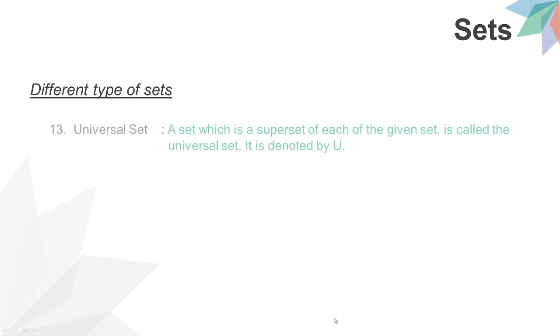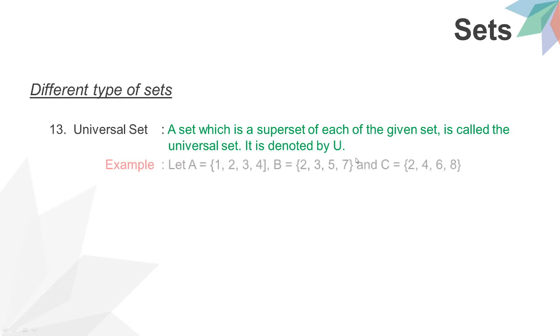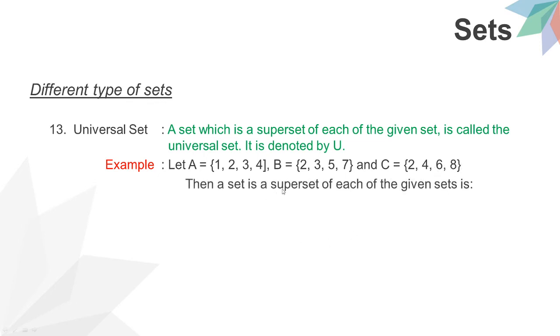Now come to the next, universal set. A set which is a superset of each of the given sets is called the universal set. It is denoted by U. For example, set A is 1 2 3 4, set B is 2 3 5 7, set C is 2 4 6 8. Then the superset of each of the given sets is U equals 1 2 3 4 5 6 7 8.